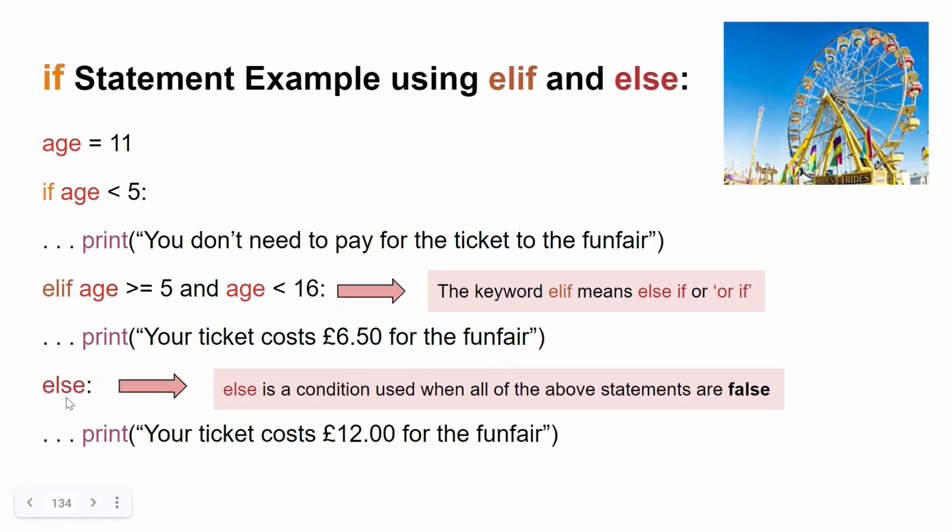And then I type else. Else is a condition used when all of the above statements are false. So I will print out your ticket costs £12 to the fun fair. The older you are, the more money you need to pay for the ticket to go to the fun fair. So let's try this out in the IDLE editor and let's see what happens. And we could also change our age stored as a variable over here.